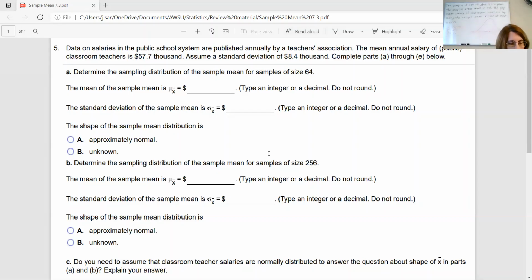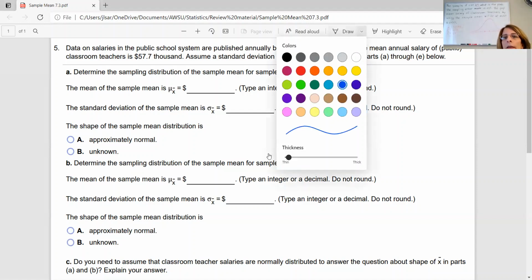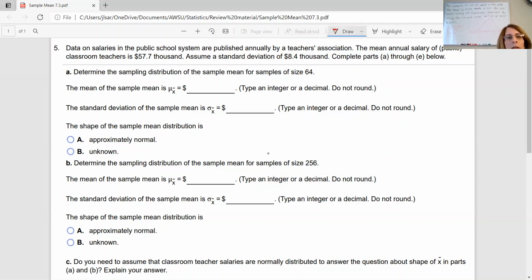Okay, in this recording, I'm going to go through one of the homework problems from chapter 7, having to do with the sample mean and sampling error. So here's the problem right here. I have it printed out.